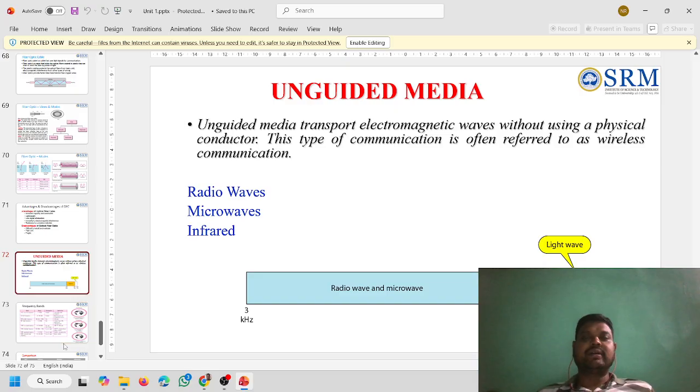And unguided media transport. So the second type of media is unguided media, right, or wireless media. So there is no dedicated path between the sender and receiver, right? So we are using the air as the communication medium, right? And the unguided media will be categorized into different types like radio waves, microwaves, infrared, low frequency, high frequency, right?